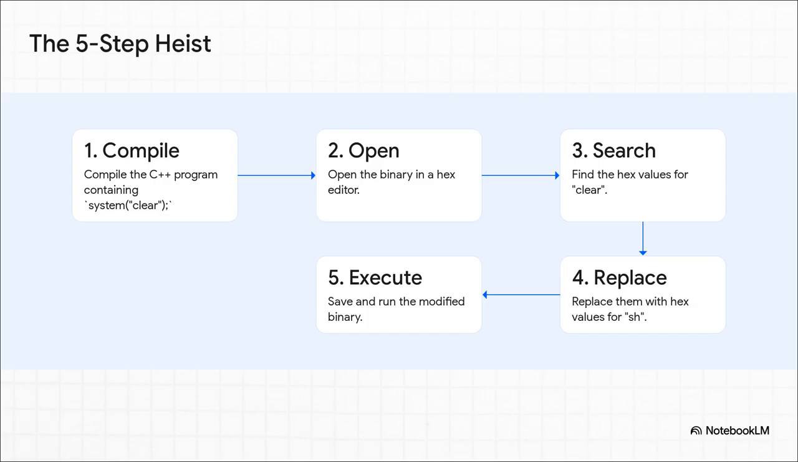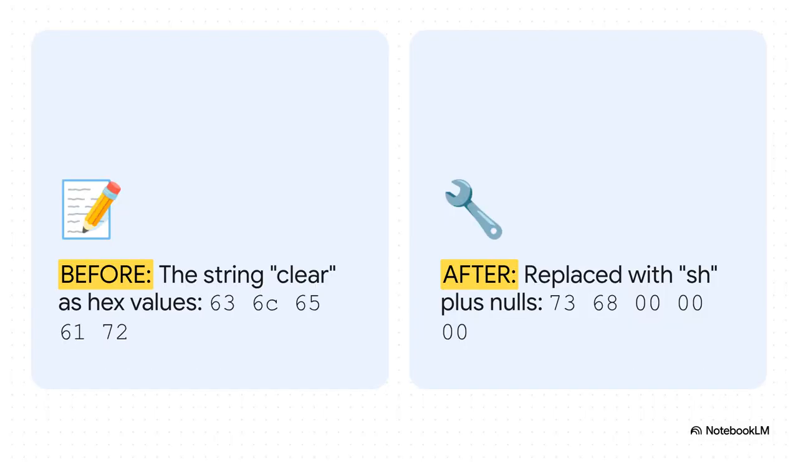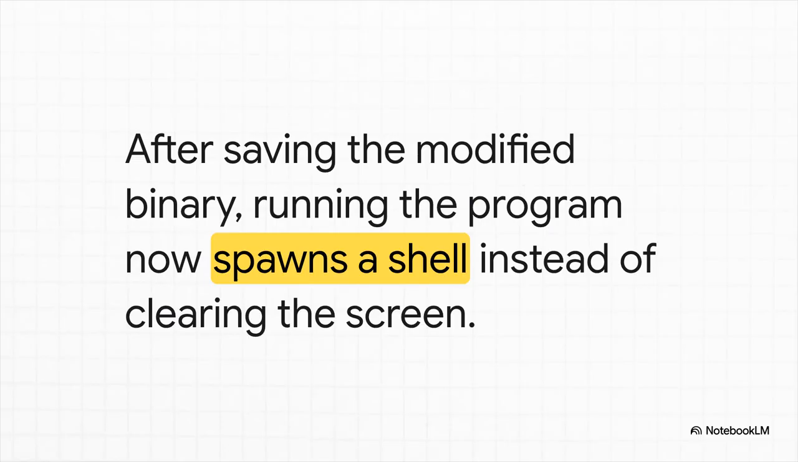We're going to open it in what's called a hex editor, find the string clear, and just overwrite it with the string sh. This is what the operation looks like at the lowest level. The before line shows the hexadecimal values for the letters in clear. We replace those 5 bytes with the after line. The first 2 bytes, 73 and 68, are the hex for sh. Then we just pad the rest with null bytes, the 00s, to make sure we fill the exact same amount of space. And that's it.